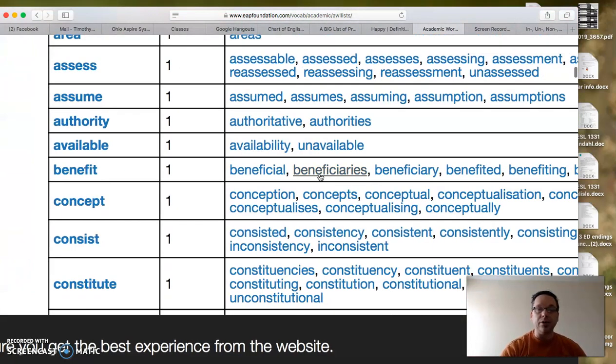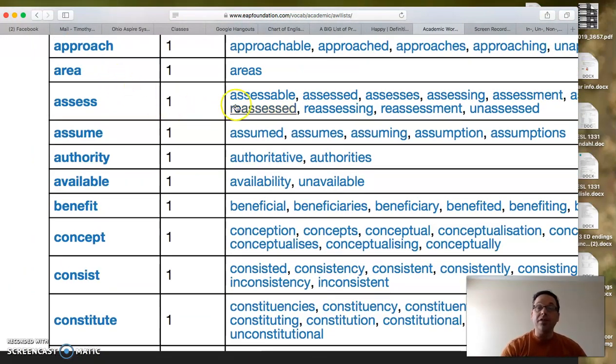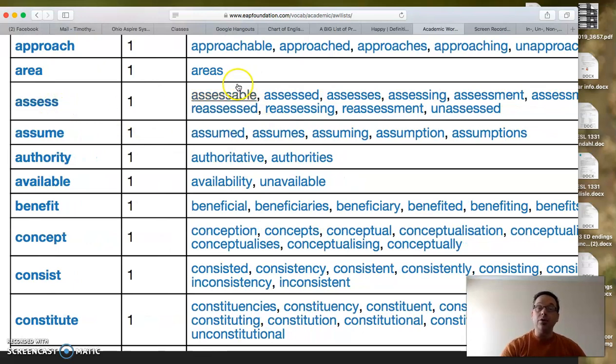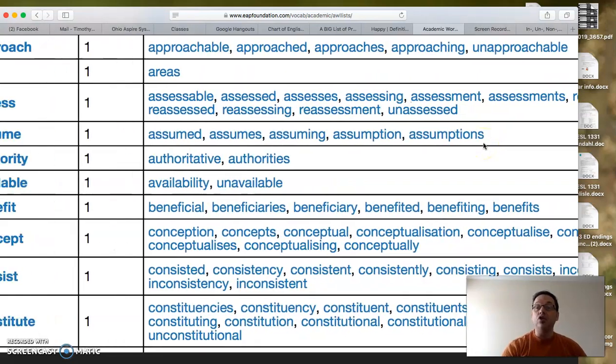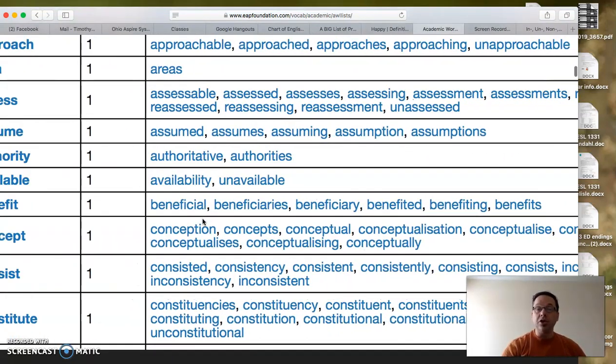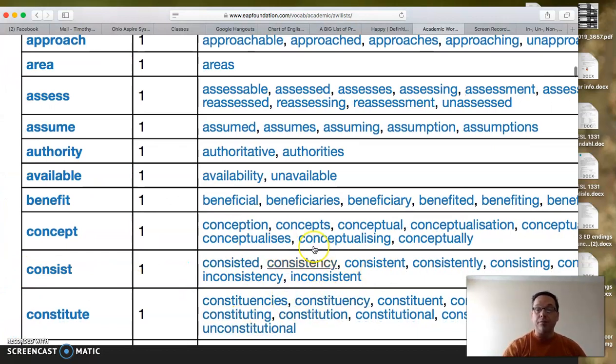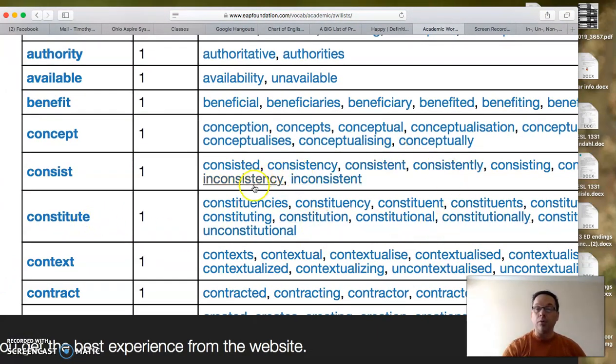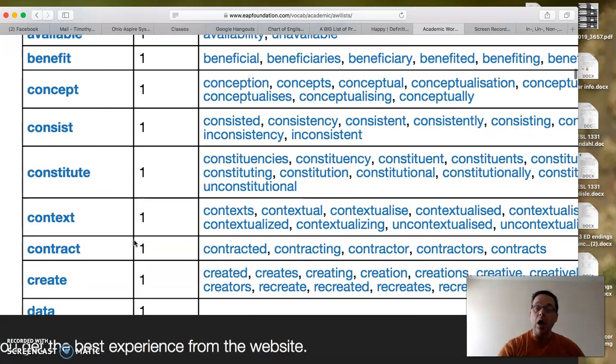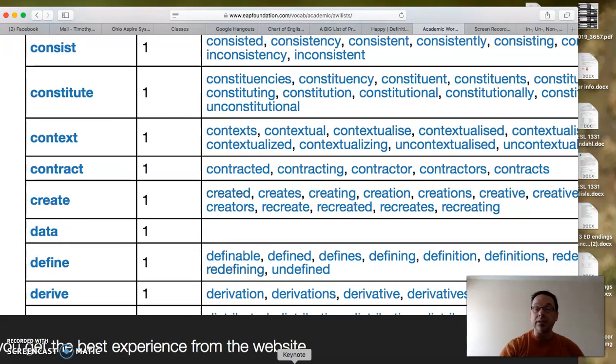Let me find assess for you. You also have all of these forms: accessible, assessed, assesses, assessing, reassessment, reassessed. So if you learn this word, you've learned 1, 2, 3, 4, 5, 6, 7, 8, 9, 10, 11, 12 different words. And you can see the list. Many of the words have a lot of different forms. Constitute has a lot of forms. So when you learn word families, you can increase your vocabulary quickly by learning the different forms with their prefixes and suffixes.